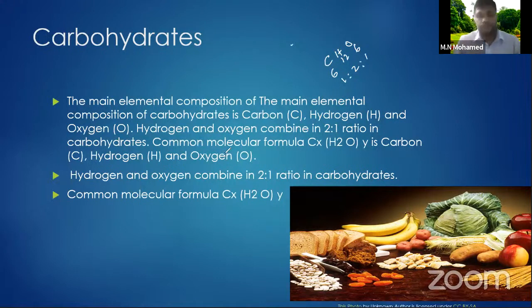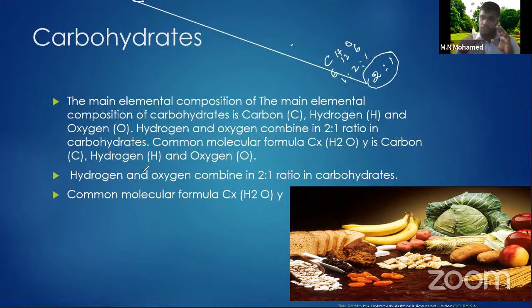And also the common formula is there, CxH2Oy. You already have studied that. Always remember, the hydrogen to oxygen combination in carbohydrate is always 2 is to 1. Hydrogen to oxygen is 2 is to 1. The common molecular formula I have already given.